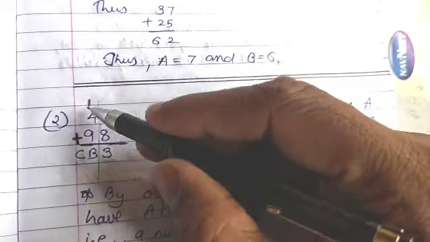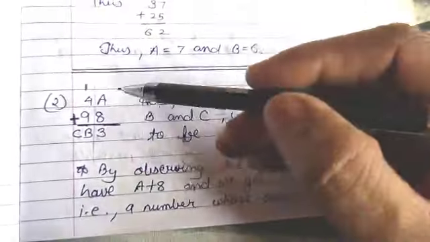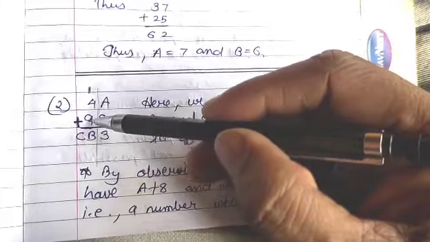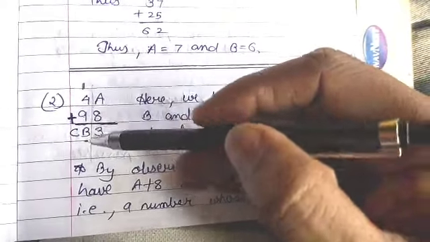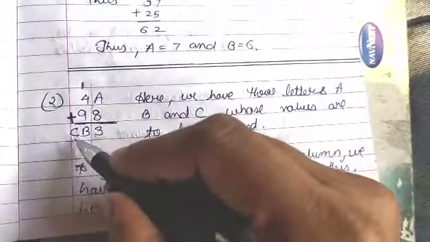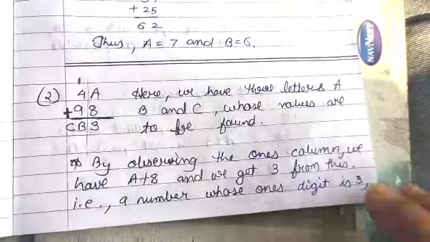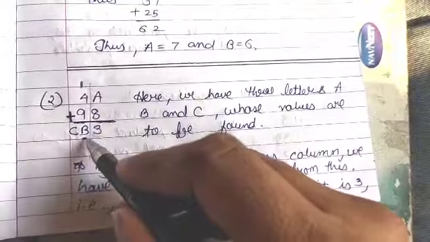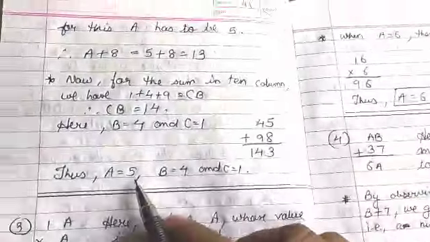Now make a sum of the tens column. That is 1 plus 9 is 10, 10 plus 4 is 14. So that means the value of c should be 1 and the value of b should be 4. That means 1 4 3. So this is how we got all the values.